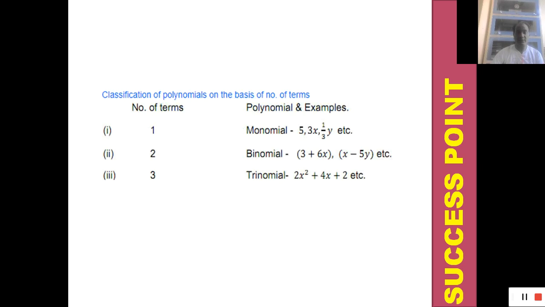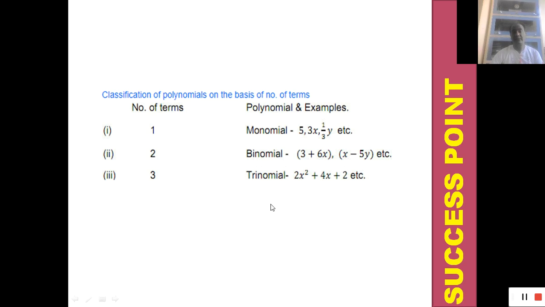Now the classification on the basis of their number of terms. If a polynomial has one term, then it is said to be a monomial. Monomials like minus 5x, 5x, 3x, 1 by 3. These all contain only one term. A binomial has two terms. Examples like 3 plus 6x, x minus 5x have two terms. Hence, these polynomials are said to be a binomial.